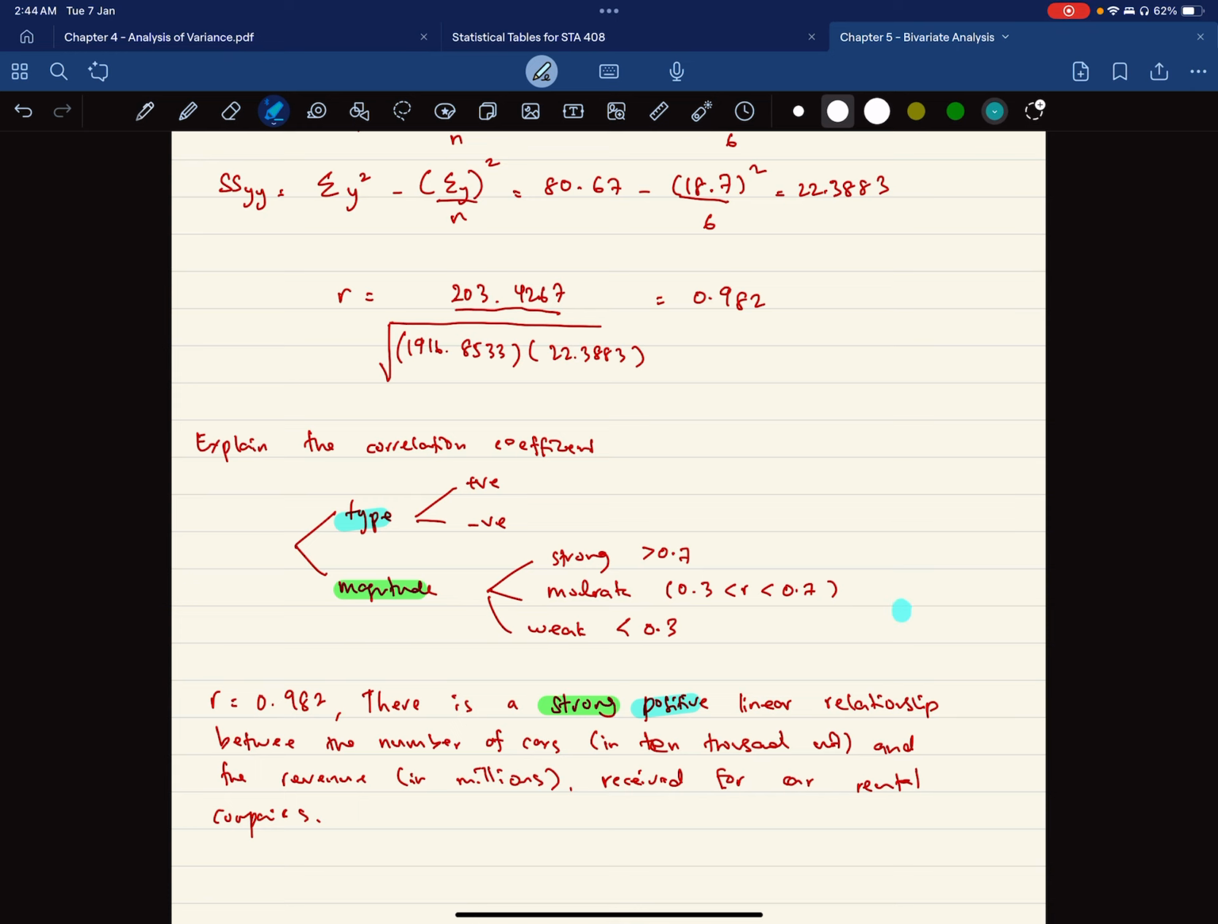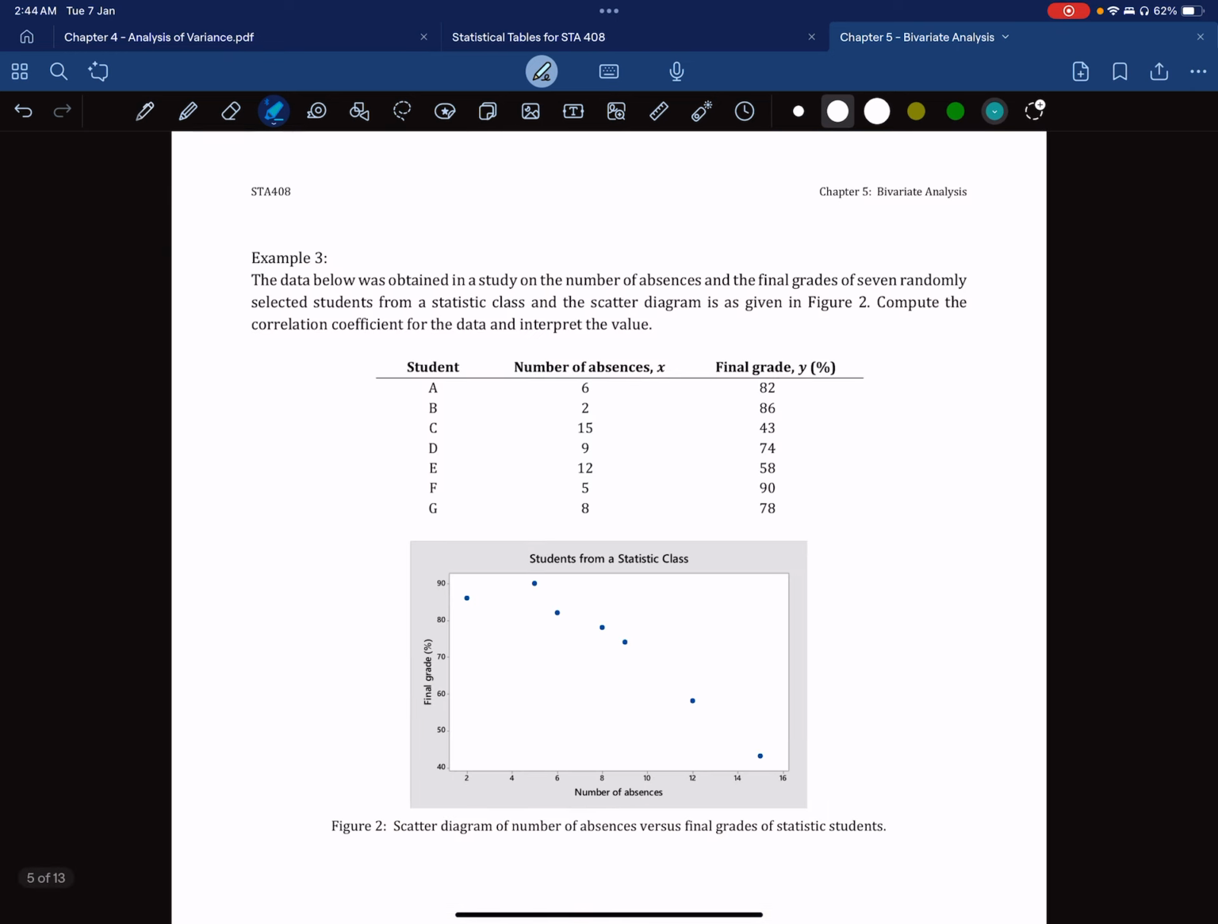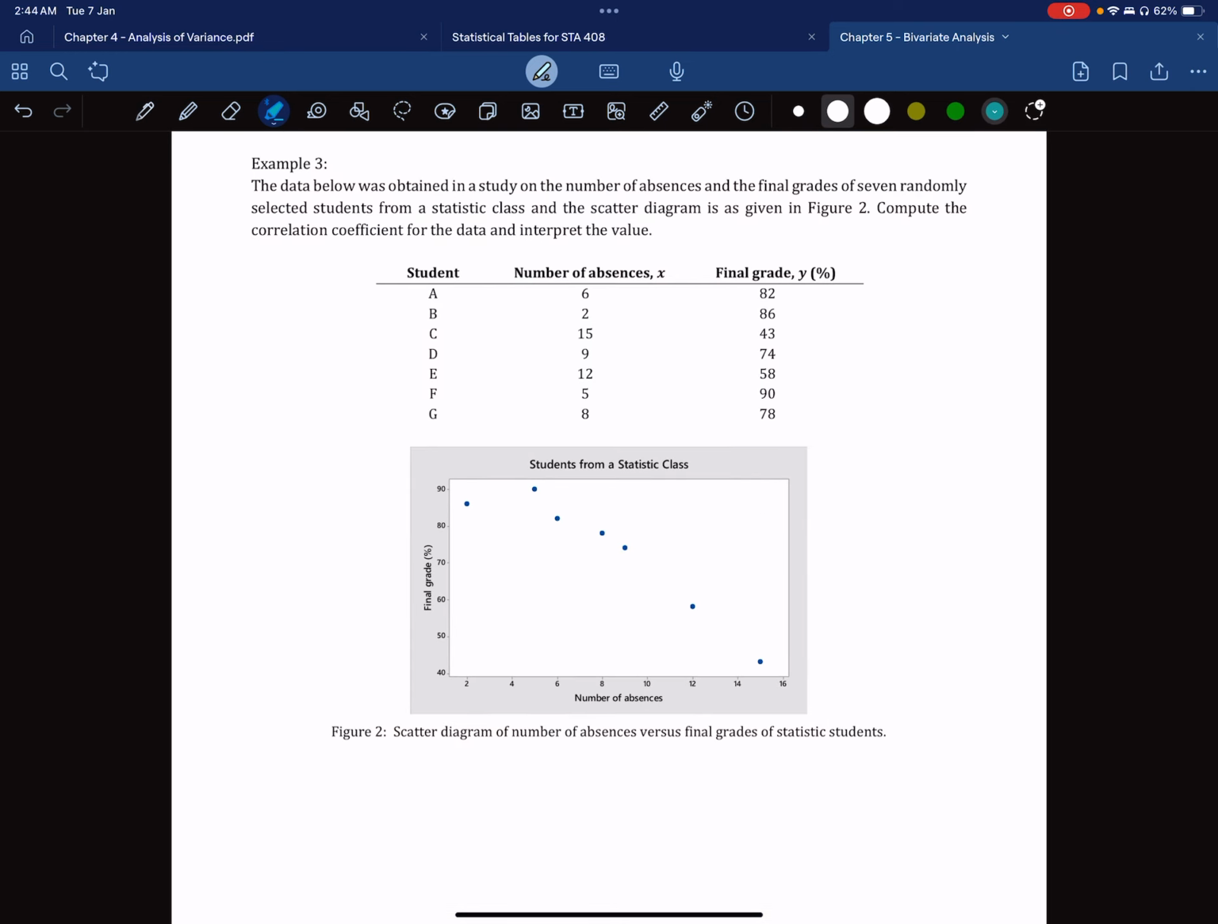For this particular example, I will leave it as your exercise. Please do this example to test whether you understand how to calculate the correlation coefficient by using the formula.